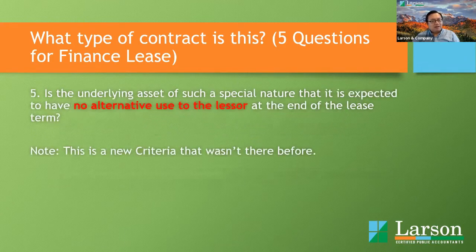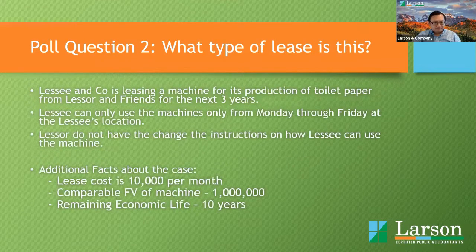Now, the 5th question that ASC 842 introduced is this: is the underlying asset of such a specialized nature that it is expected to have no alternative use to the lessor at the end of the lease term? Meaning that the lessor at the end of its life is probably going to scrap it anyway because they have no use for it. If it meets any of those 5 criteria, then it will automatically be considered a finance lease. And if it doesn't meet any of those 5, then it will be operating.